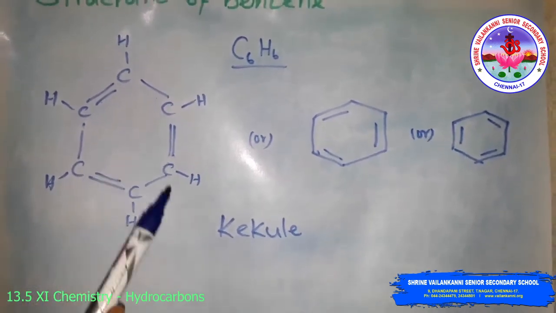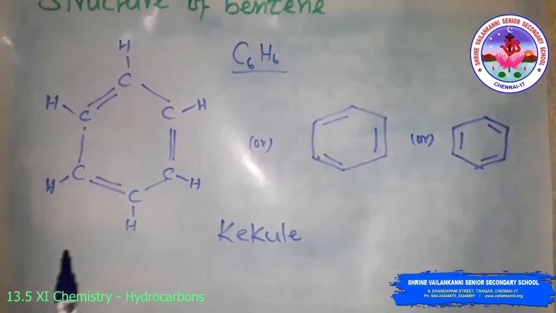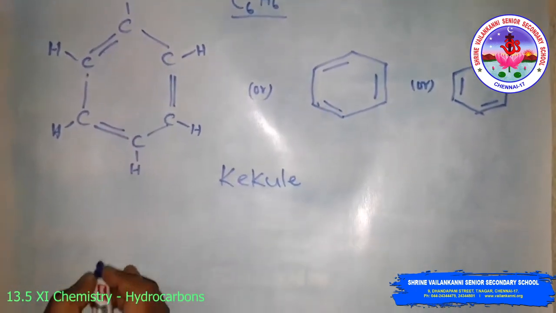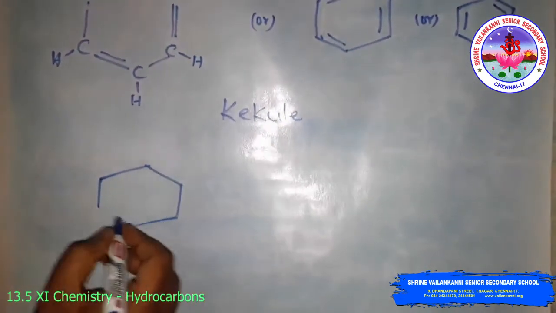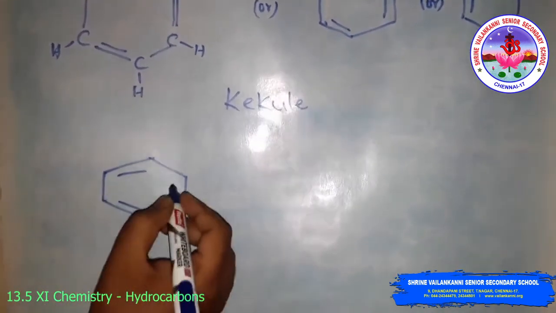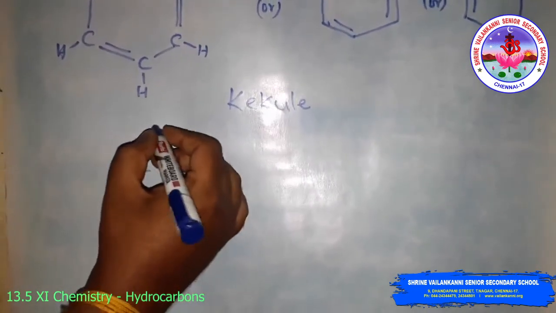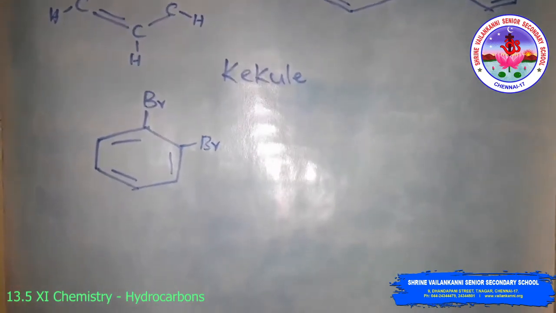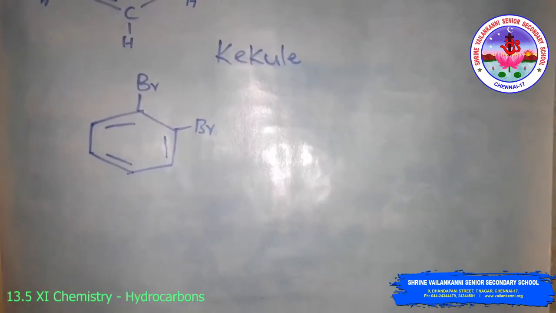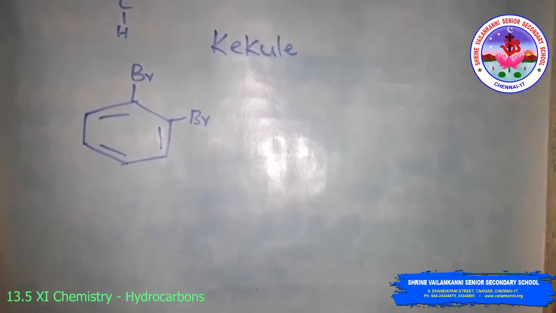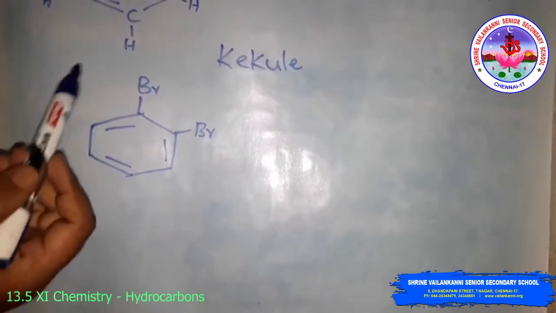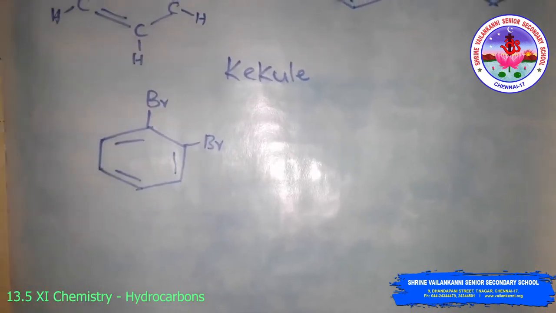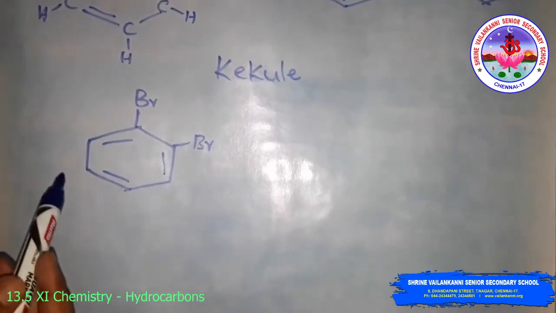The Kekulé structure indicates the possibility of two isomers of 1,2-dibromobenzene. Suppose I write bromine here and here, this is 1,2-dibromobenzene. In one of the isomers, the bromine atoms are attached to the doubly bonded carbon atoms, whereas in the other they are attached to the singly bonded carbon atoms. So this is the possibility.